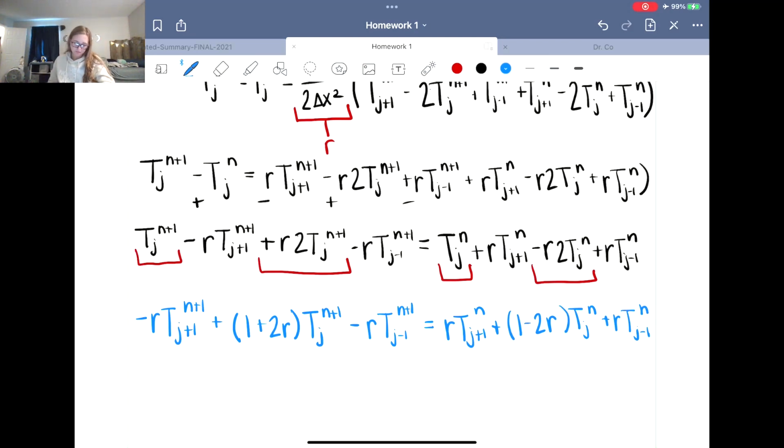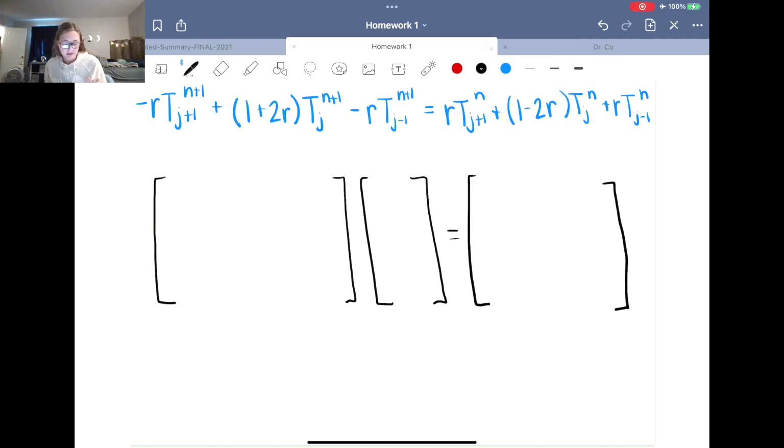Okay, so now that we got this far, we are going to look at this using some matrix math, and see if we can simplify this easier, since it is a little bit more complicated than our previous equation. So we're going to go to that now.